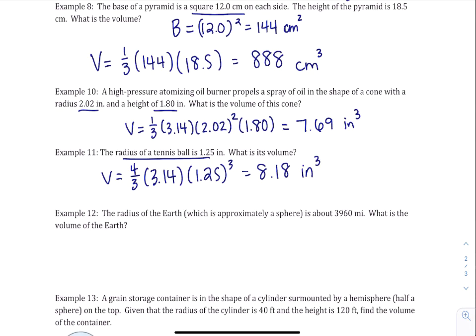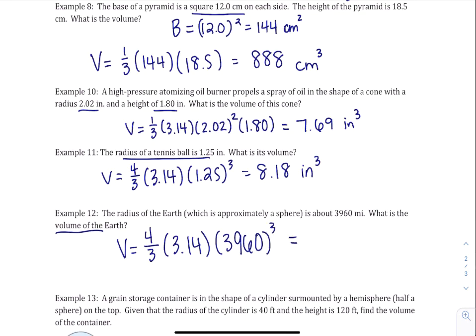We can also find the volume of the Earth. The Earth is approximately a sphere. It's not exactly a sphere. It bulges a little bit out at the equator, but for practical purposes, we'll go ahead and assume that it's approximately a sphere, and use our sphere formula. 4/3 pi radius, which was given, 3,960 cubed.